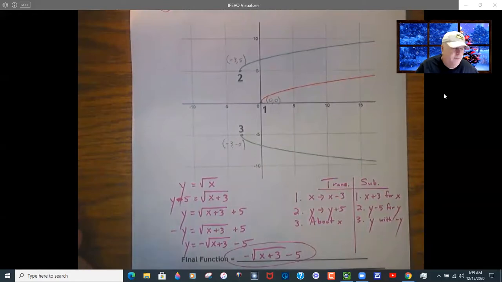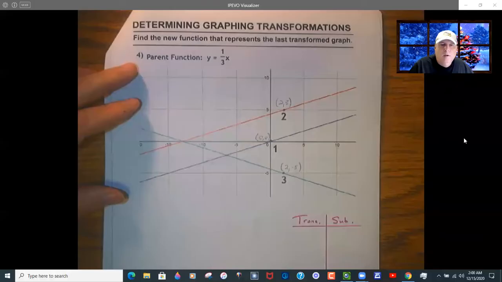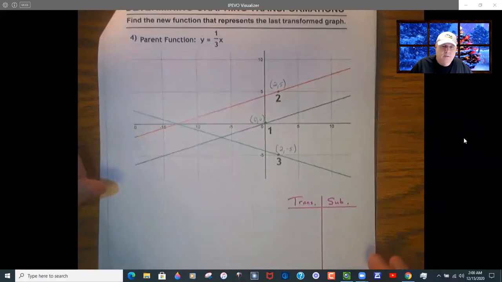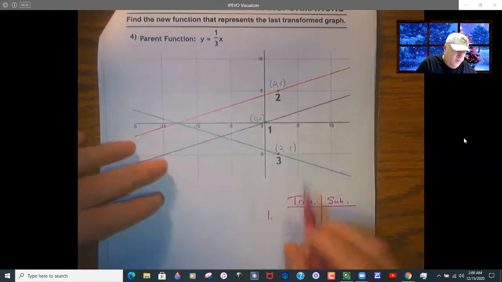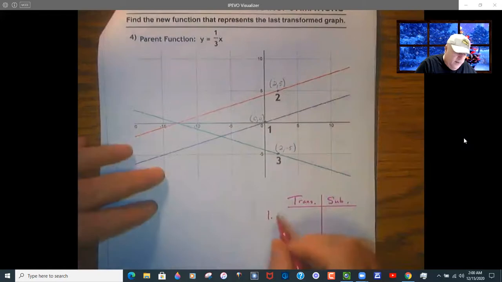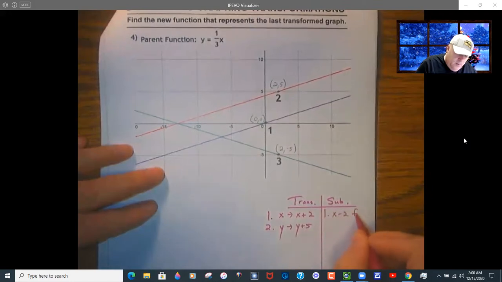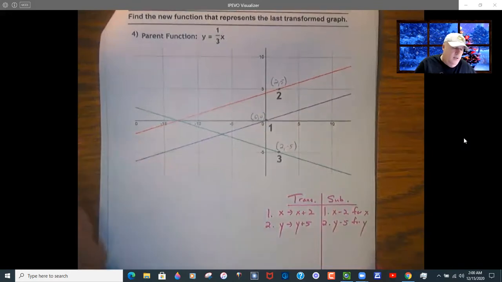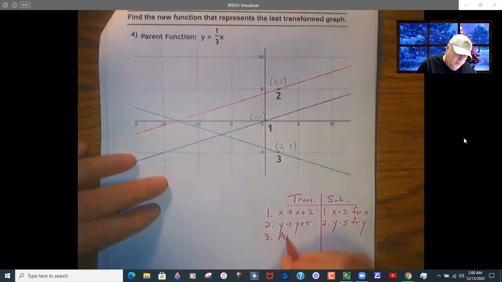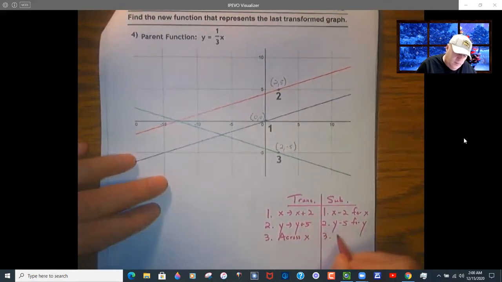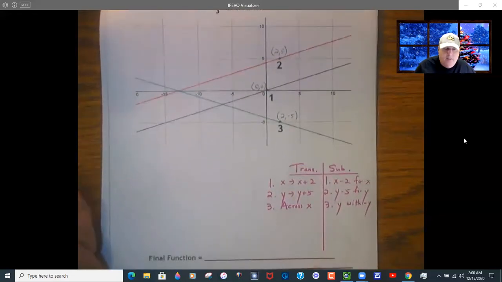All right, again, stop the video and try number 4. Okay, so we have linear transformations here, which is about as easy as it gets. So it looks like we went from 1 to 2, 2 right and 5 up. So x minus 2 goes in for x, y minus 5 goes in for y. And then from 2 to 3, it looks like there was a reflection across the x axis, which would replace y with negative y. It's always the opposite variable that gets replaced.